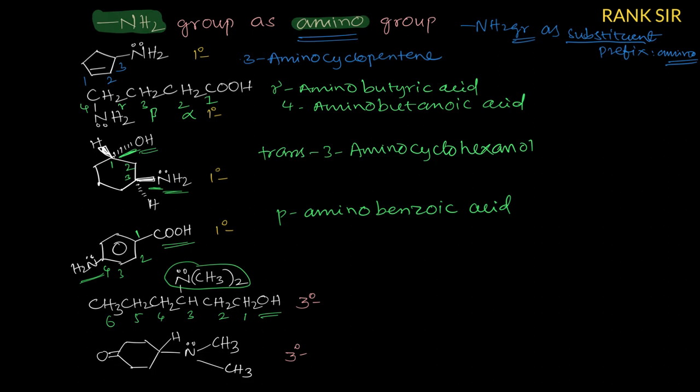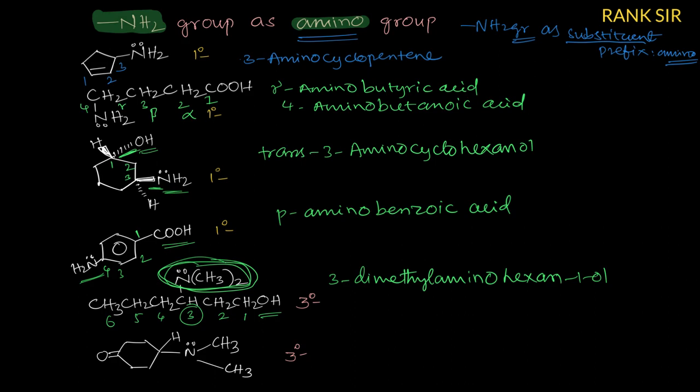Therefore, now what will the name be? At the third position we have two methyl groups, so dimethyl. Dimethylamino. Now, amino is a substituent. This substituent is dimethylamino, at which position? Third position. So 3-(dimethylamino)hexan-1-ol. This is an IUPAC name.